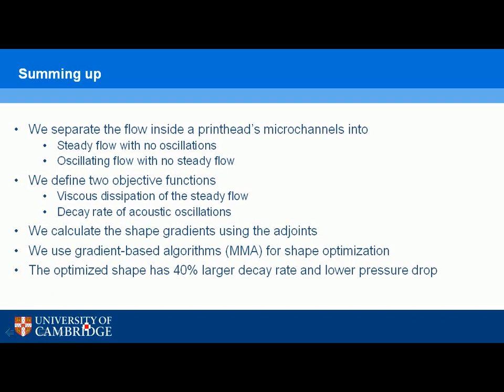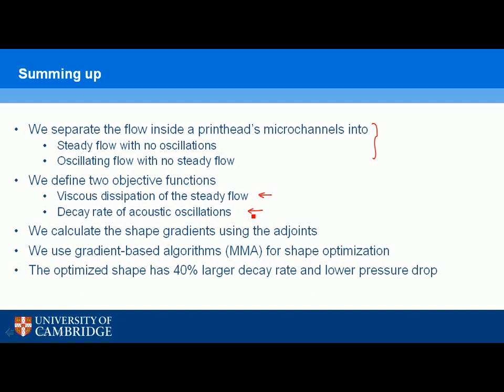I'm just going to sum up the main points. Firstly, to make the calculations much faster, we separated the flow inside the printhead microchannels into a steady flow with no oscillations and an oscillating flow with no steady flow. And that's done formally in the paper, which shows that it's allowed if those Reynolds numbers are both small. For the specific optimization problem here, we set the viscous dissipation of the steady flow, and we say to the computer you mustn't end up with a bigger viscous dissipation than that, and then we try to increase as much as possible the decay rate of the acoustic oscillations.